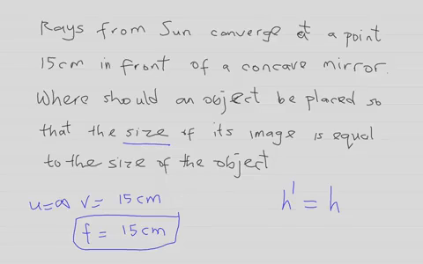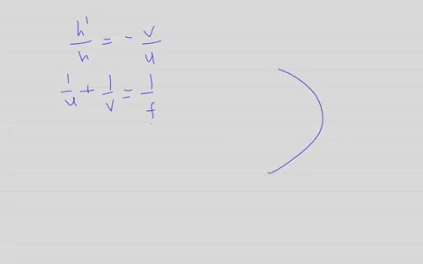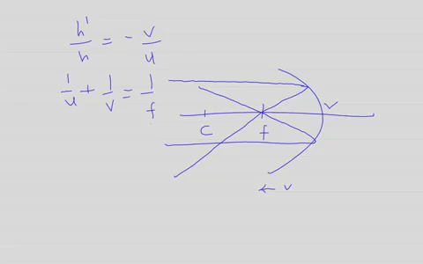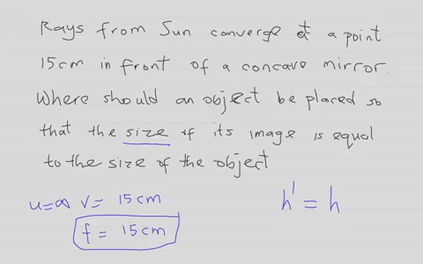Since it's a concave mirror, let me look at this. You have C, you have F, you have G. If the ray is coming from infinity, then in this case the image distance is equal to f, and it's positive. But the object distance is infinity. So that is the information we have.